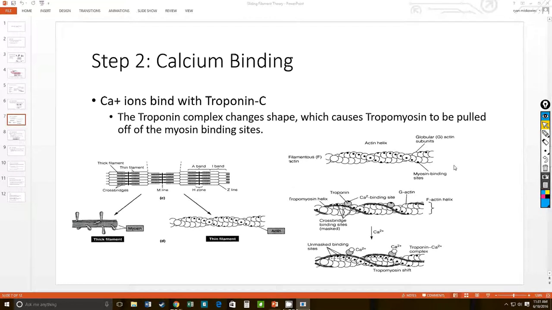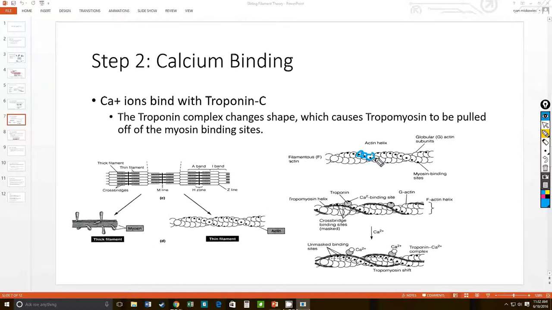Calcium will bind with this thing called troponin C. So let's talk about the actin a little bit, and we can start to get an idea of what that is. Starting at the actin, it's a helical kind of molecule. We have kind of a twisting motion. Along that twisty molecule, you have these little binding sites. You see these little guys?